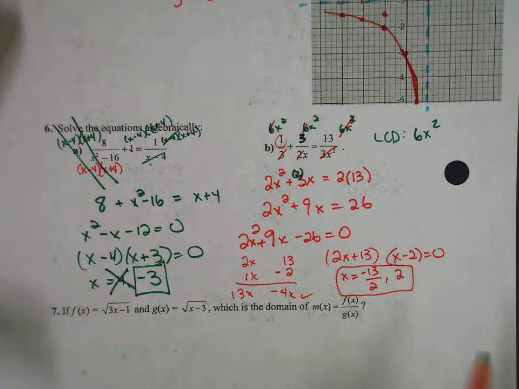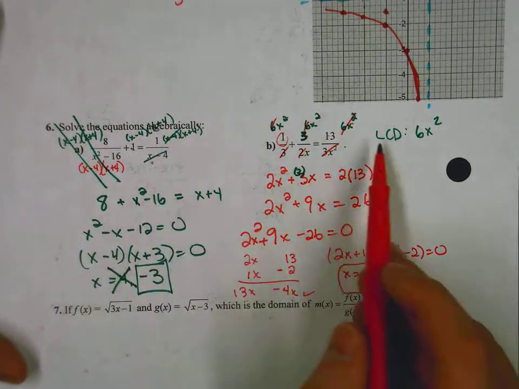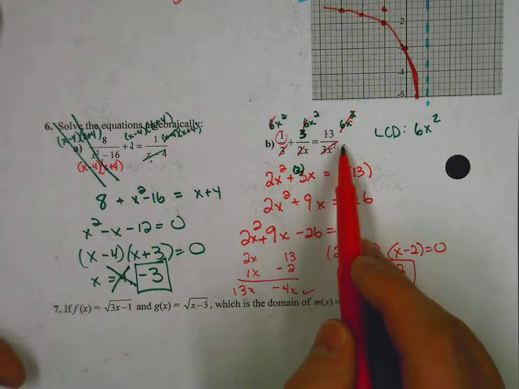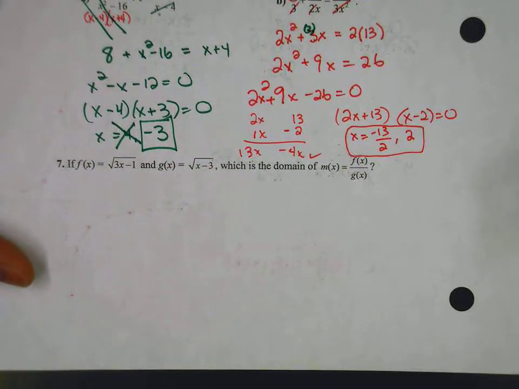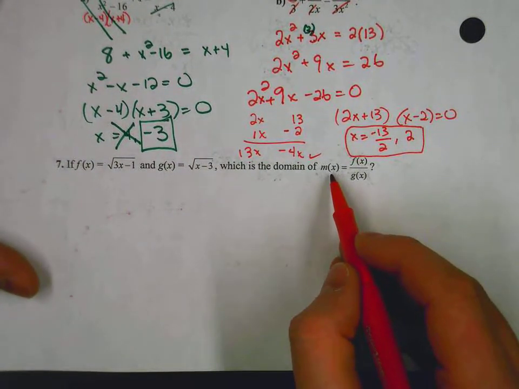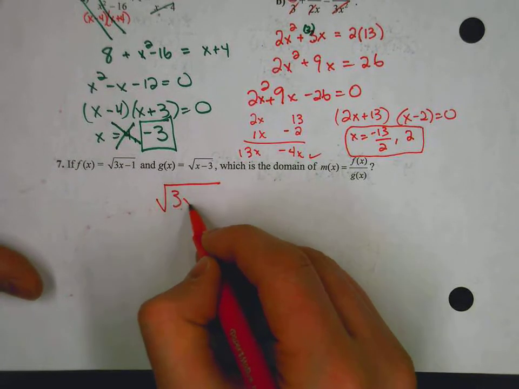It is good to double check these in your calculator. Even though this said algebraically, if you have time, type it in as y1, y2, where do they meet, and you will get your solution. We also talked about restrictions, and domain of some function m has f divided by a g.